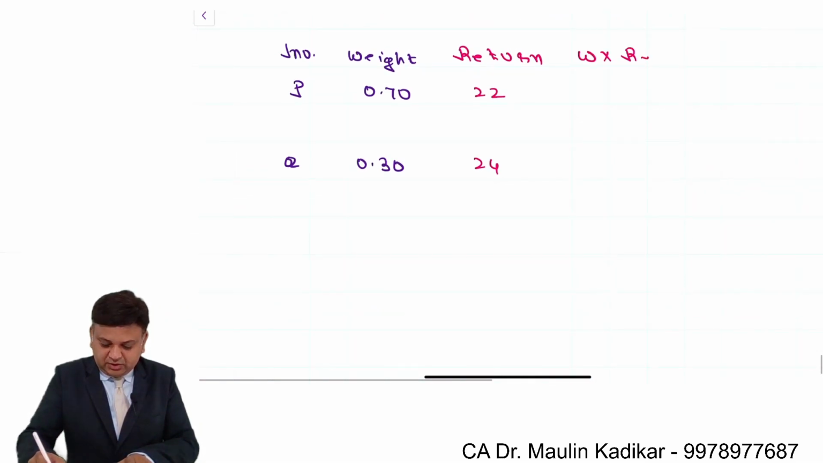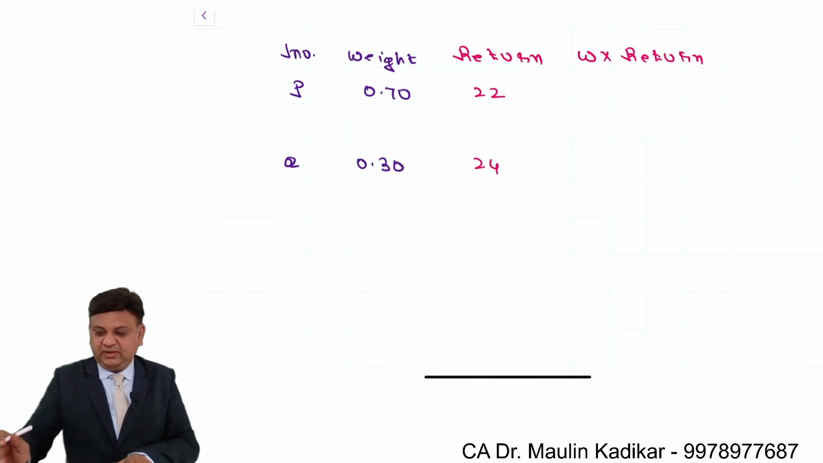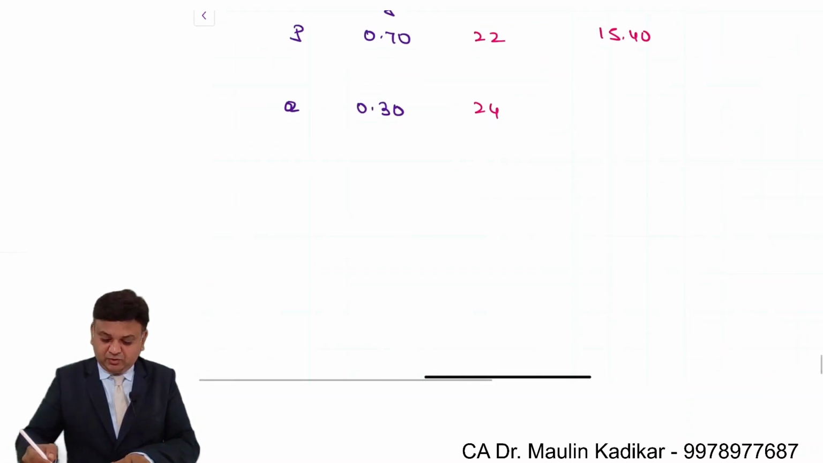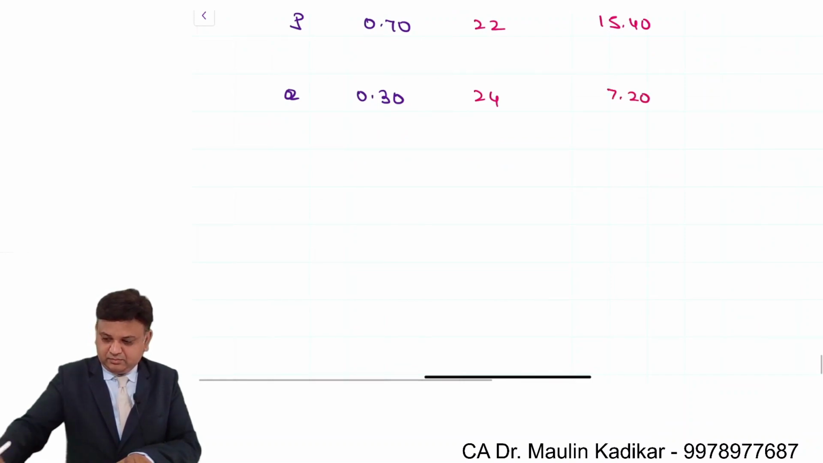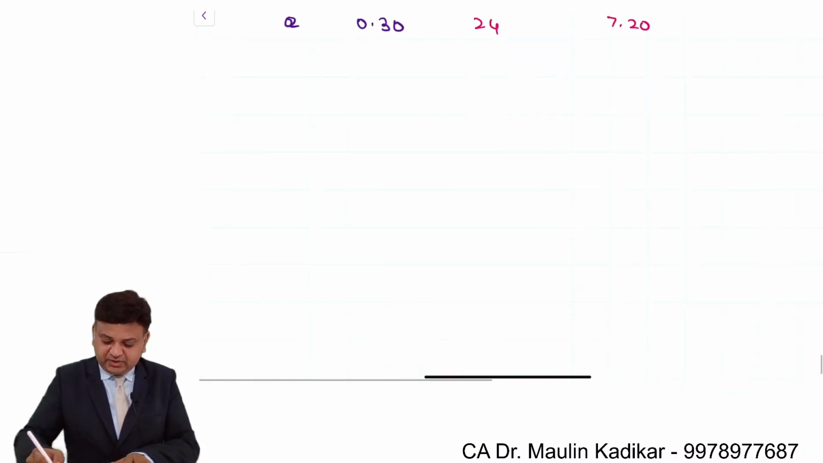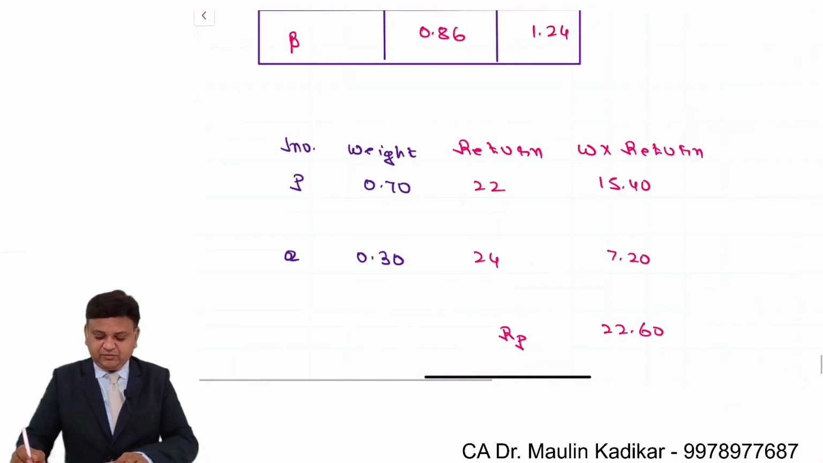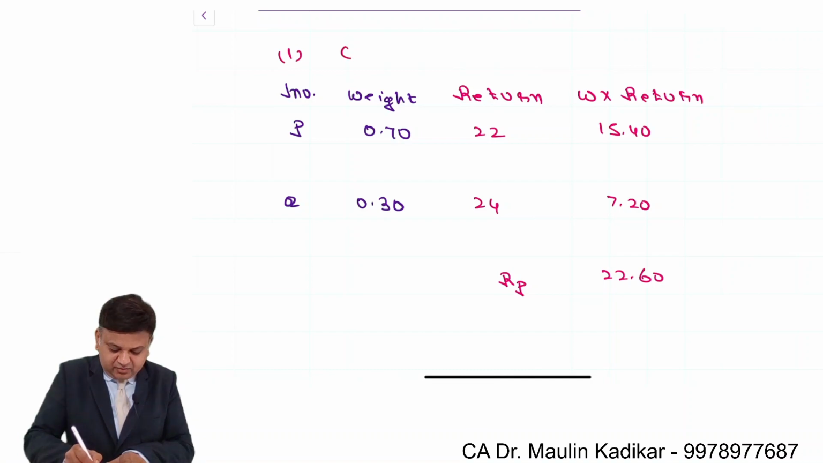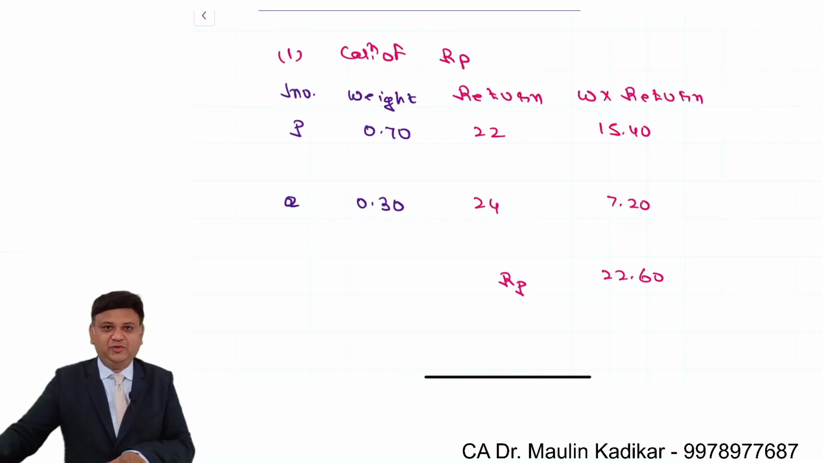So weight into return. 22 into 0.7 is 15.4. 0.3 into 24 is 7.2. So it is 22.6. That is the way return of the portfolio can be calculated. So please write the answer to the first question. Calculation of return of portfolio.